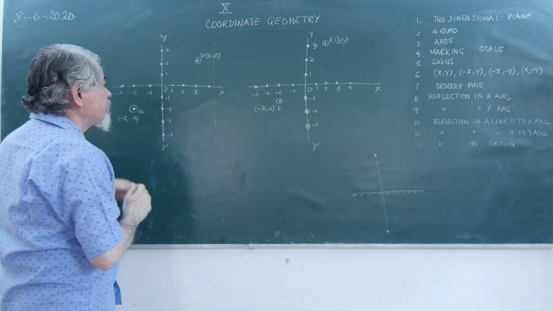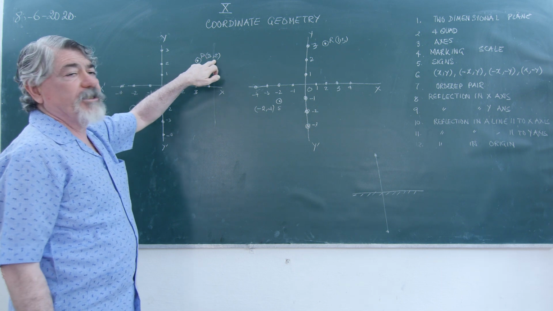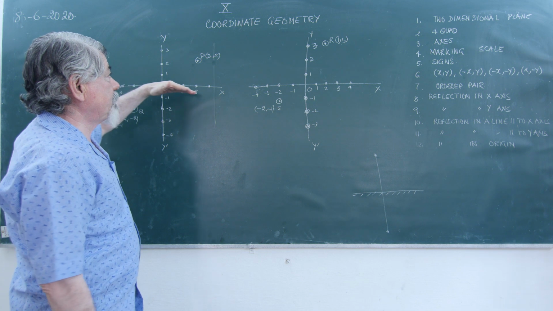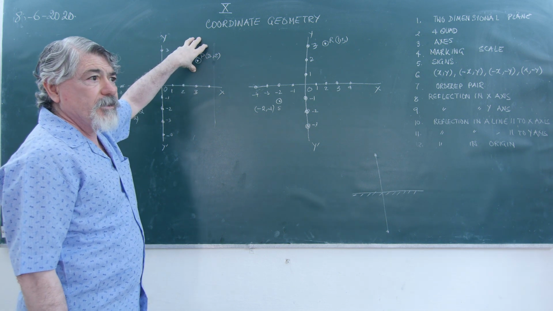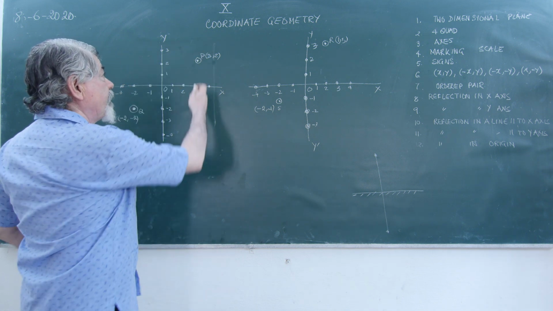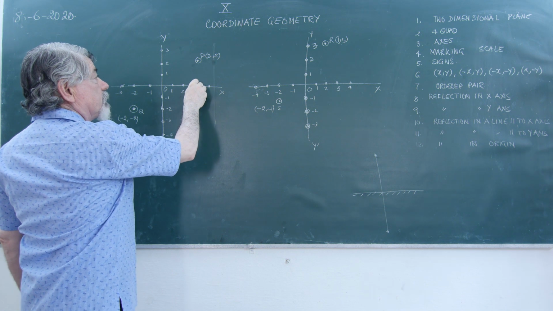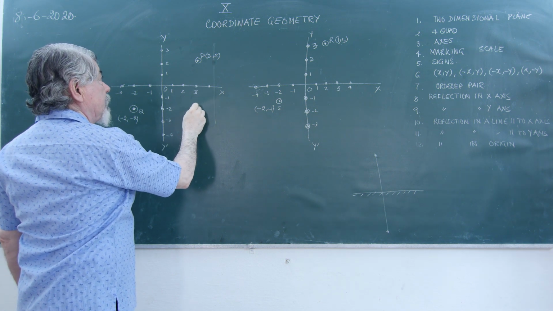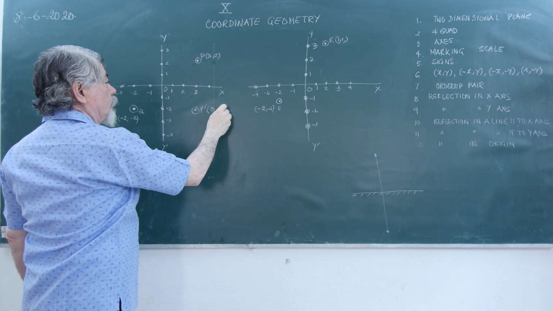For example, if I have to reflect a point P(3, 2) in the x-axis. Its reflection, it is in the first quadrant. Its reflection will come in the fourth quadrant first of all. The x coordinate will not change. The y coordinate will change and P dash will become (3, -2).